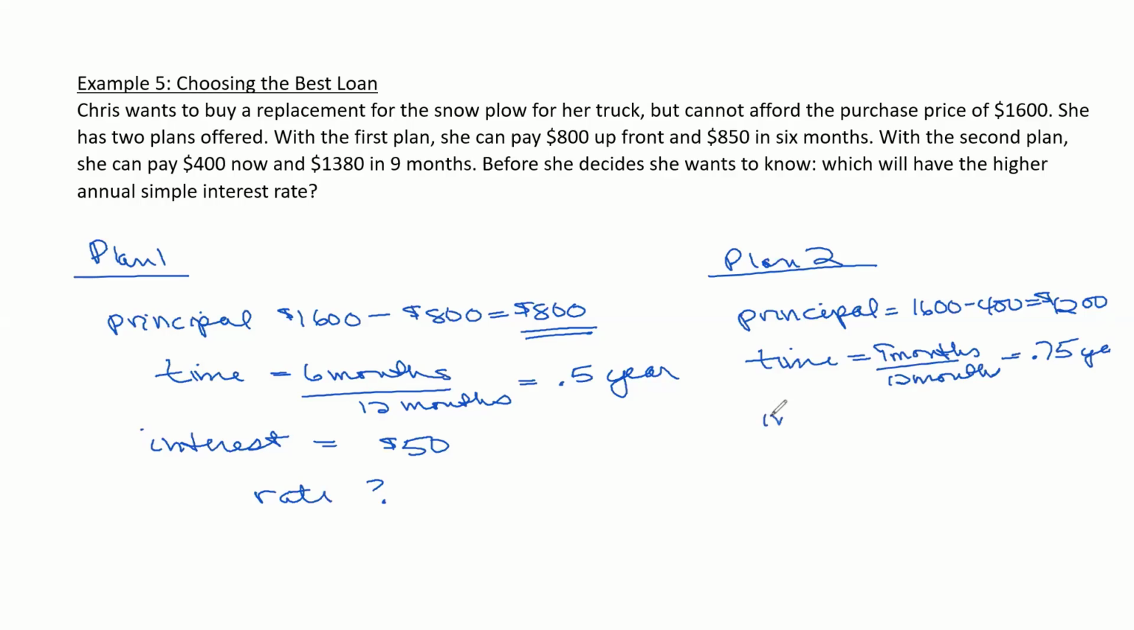And then her interest, well, she's paying back $1,380 and she borrowed $1,200, so her interest is $180. So what is the rate there? So we're going to go and use the simple interest calculator twice to get the two rates.